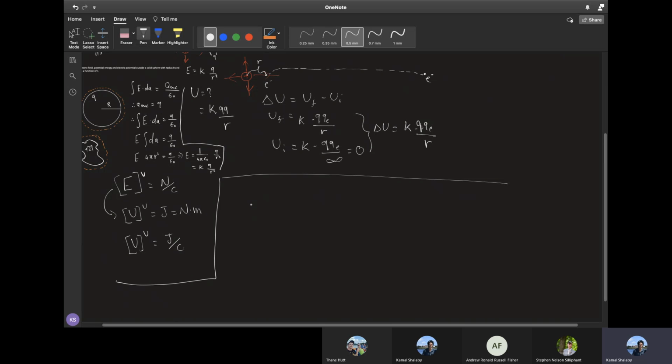Let's say I have two plates. Do you know the equation of the electric field of a plate? Would it be the density over epsilon naught? The density over epsilon naught. Yes, indeed.